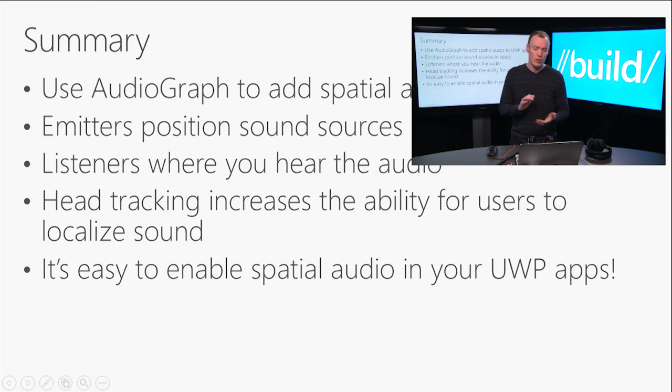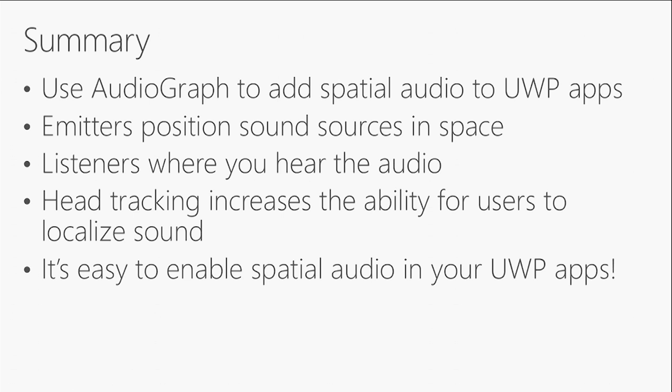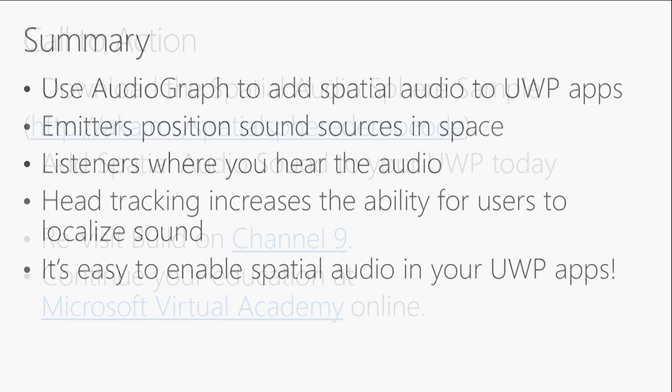All right. So in summary, it's easy to use the AudioGraph to add spatial audio to your UWP apps. You can use emitters to position sound sources in space. And you can use a listener object to determine where you're hearing the audio. You've learned that head tracking will greatly increase the ability for users to localize sound. And in summary, really it's easy to enable spatial audio in your UWP apps, and we really look forward to seeing what experiences you build.